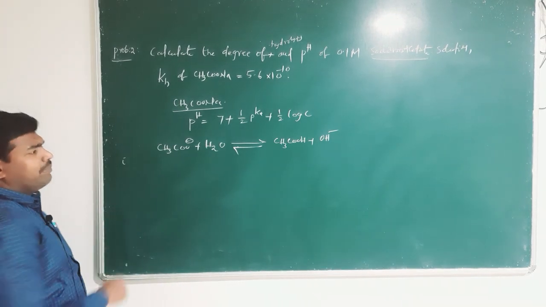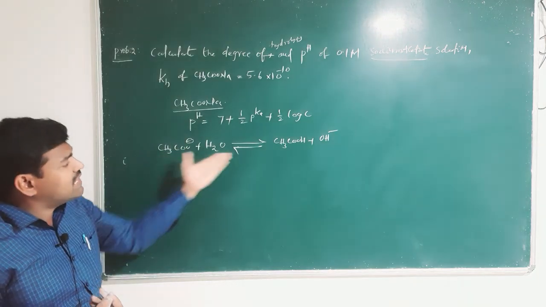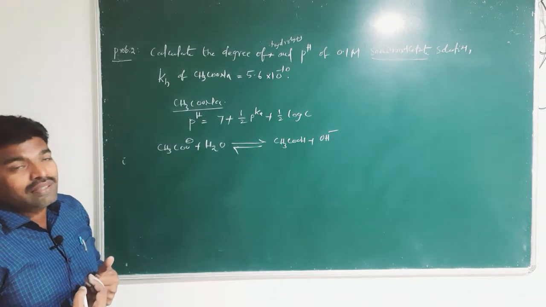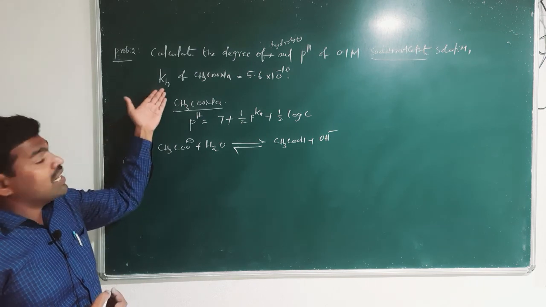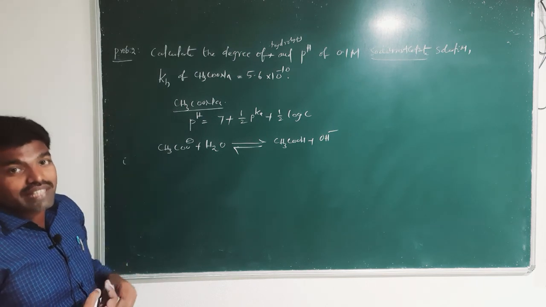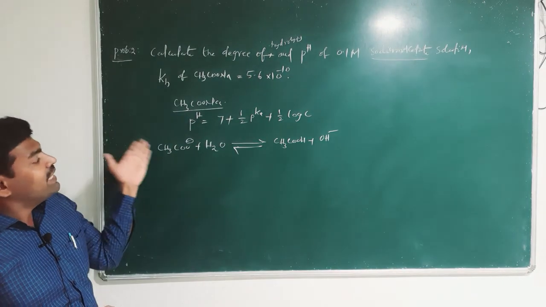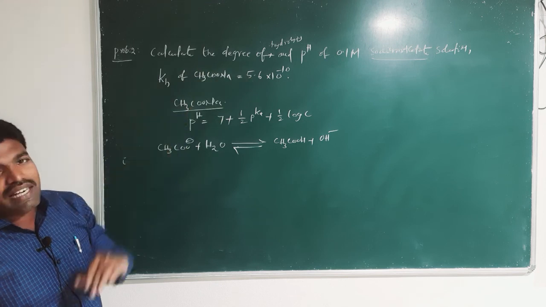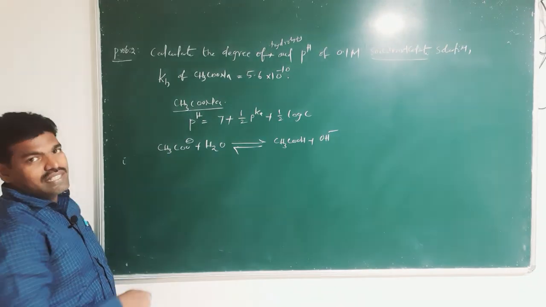But they gave the hydrolysis constant. Why am I writing this equation? Because they gave the hydrolysis constant. We can write the hydrolysis constant for cationic hydrolysis or anionic hydrolysis. Here the sodium acetate undergoes anionic hydrolysis, so we can write the hydrolysis constant for this.